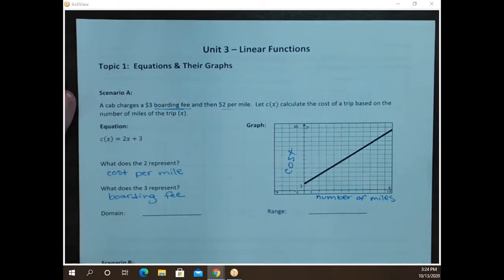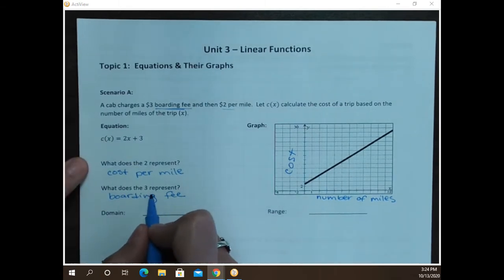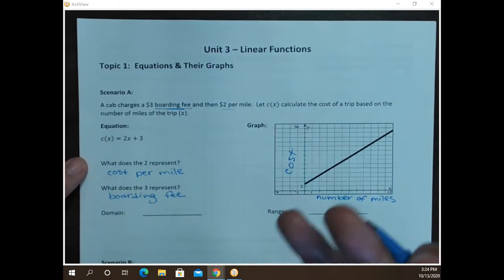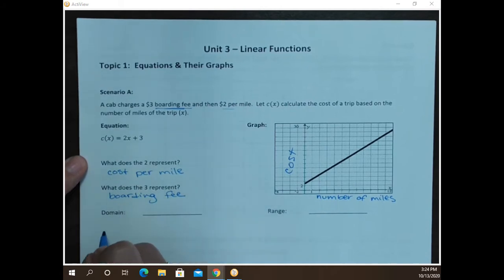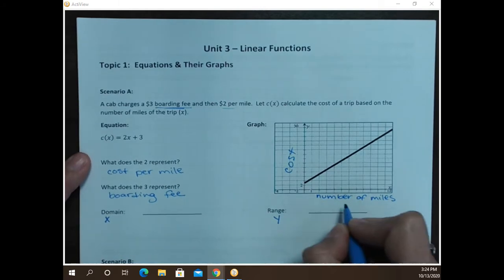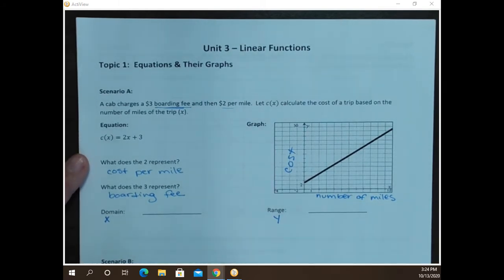Now, if I think about taking a ride in a cab, it probably doesn't make a ton of sense to sit in the cab and then immediately get back out, right? It would cost me $3 for that boarding fee just to do that. So when we talk about the domain and range here, I want to keep that in mind. What makes sense for this problem? Remember, the domain would be our x values and the range would be our y values. So for our x values, we're talking about the number of miles that we drive. 0 probably doesn't make a ton of sense.